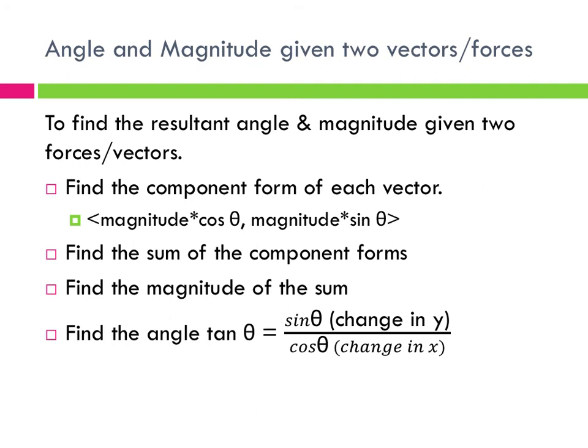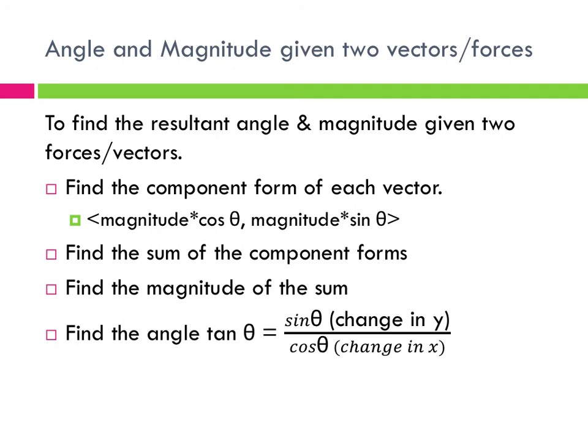Now we go a little step further. It's going to say to find the angle and the magnitude. So we're flip-flopping this time. Now it's going to give you the magnitude, and it's going to give you the angle. It's going to give you two separate ones. If you want to find the angle and the magnitude of the sum, this is what you're going to do.